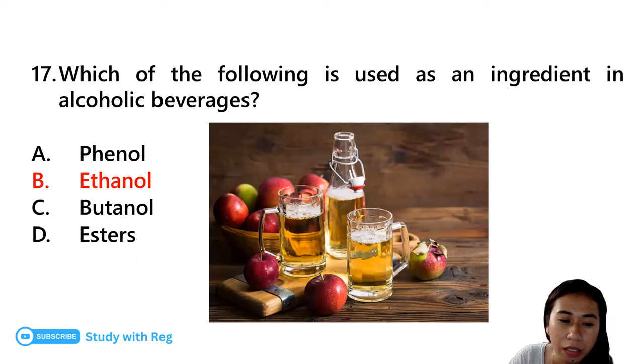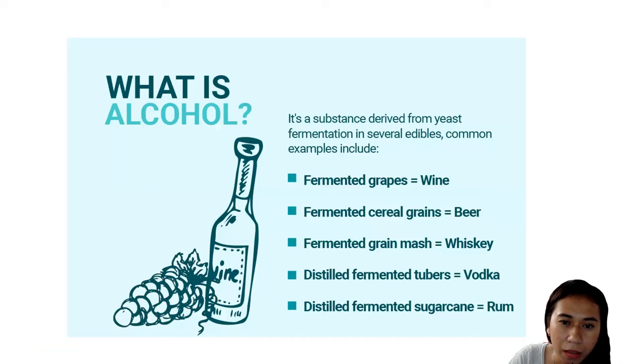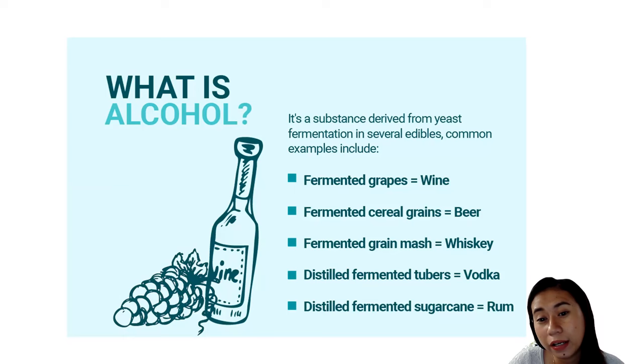And here, yung mga fermented na substances. Pag sinabi natin fermentation, it involves anaerobic transformation of fructose and glucose sugars into ethanol and carbon dioxide. Anaerobic siya, hindi siya nangangailangan ng oxygen. So, we have fermented grapes, it forms wine. Yung beer naman from fermented cereal grains. Whiskey from fermented grain mash. We have vodka from fermented tubers. And rum naman from fermented sugar cane.